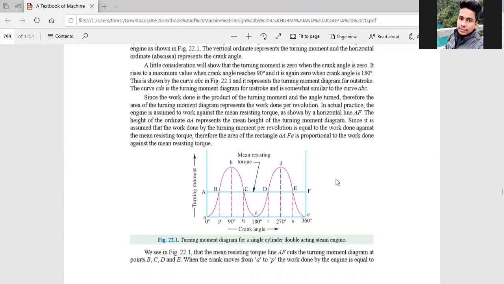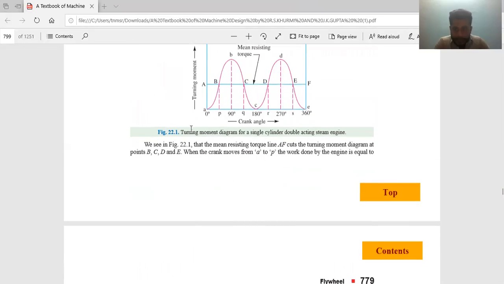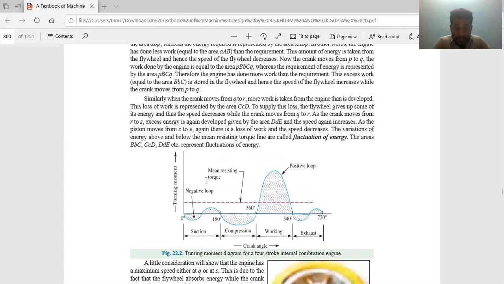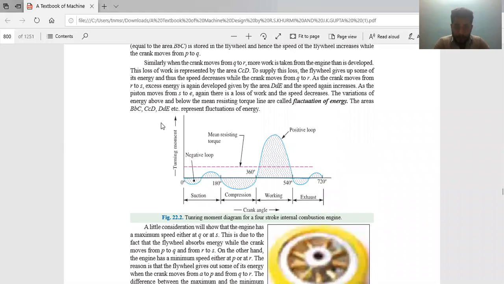Yes, sir. Okay. Next. This is very important, this diagram. This diagram is very important. What is this diagram?